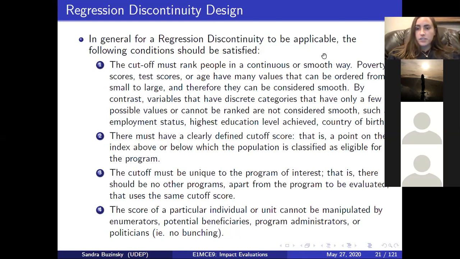Are there any questions about the assumptions of a difference in difference? Or not, difference in difference, regression discontinuity design. I'm living in the past.